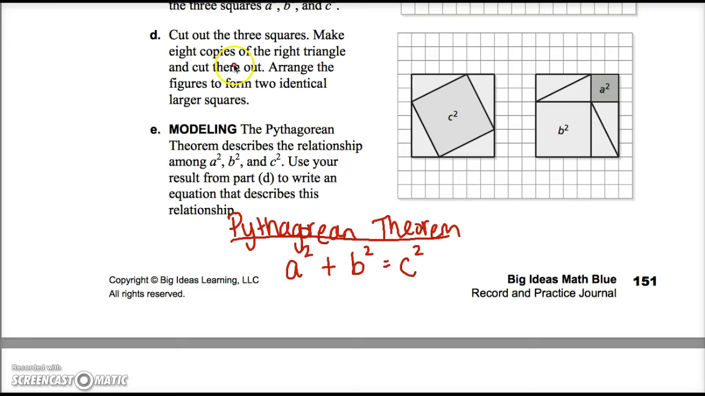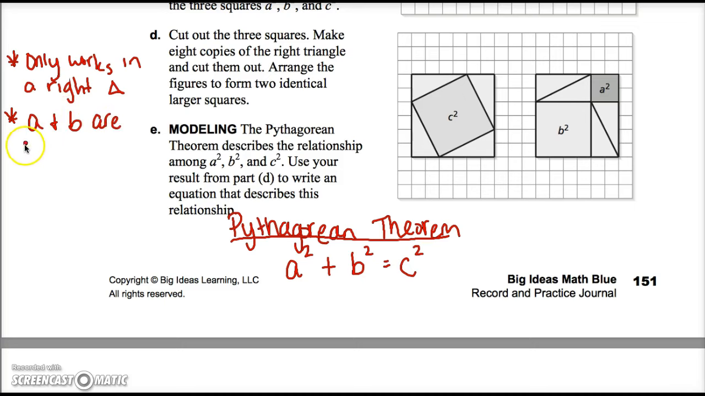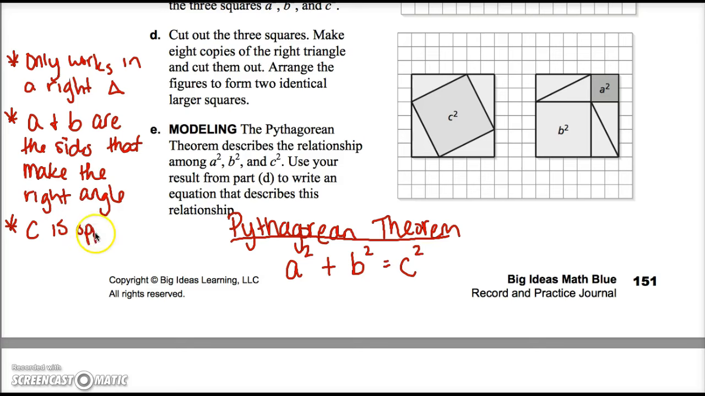Okay? Now, a couple things that you need to know about the Pythagorean theorem. Very key points. First thing is this only works in a right triangle. It cannot be any other kind of triangle. It has to have a right angle in the triangle. Okay? A and B are the sides that make the right angle. And then the last important note, and we'll define these actual terms later, but C is always going to be the side that is opposite the right angle.